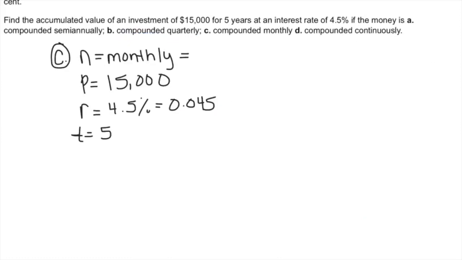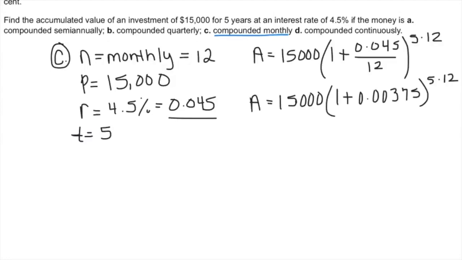Part C asks us to find the value of the investment if it was compounded monthly. Since there are 12 months in a year, our n in this case is going to be 12. And again, all other values stay the same. So our P is 15,000, our R is 0.045, and T is 5. So my first step is to substitute all of the values into my equation. Next, I'm going to divide 0.045 by 12, and I get 0.00375.